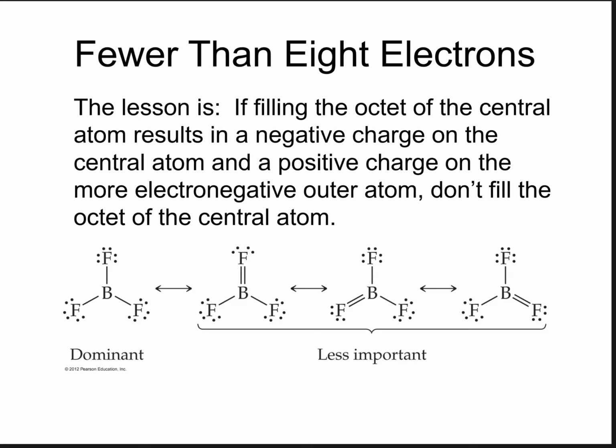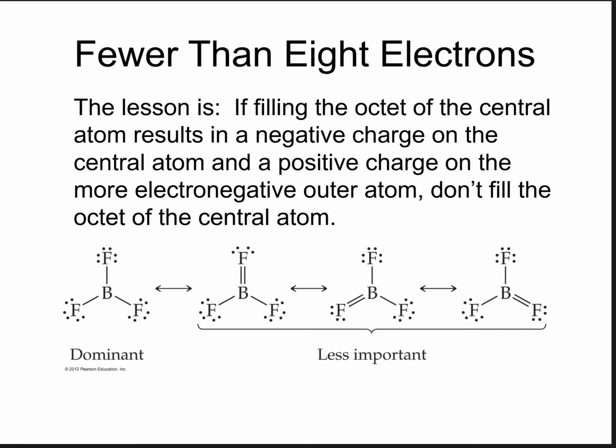So, if filling the octet of a central atom results in a negative charge on the central atom and a positive charge on a more electronegative outer atom, we don't have to satisfy the octet rule. Remember, we're trying to minimize formal charges, and we want to do that by finding the fewest number of atoms with a formal charge on it.